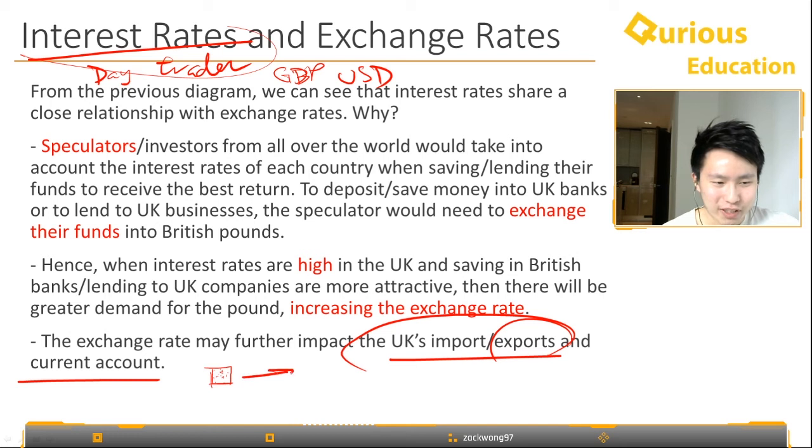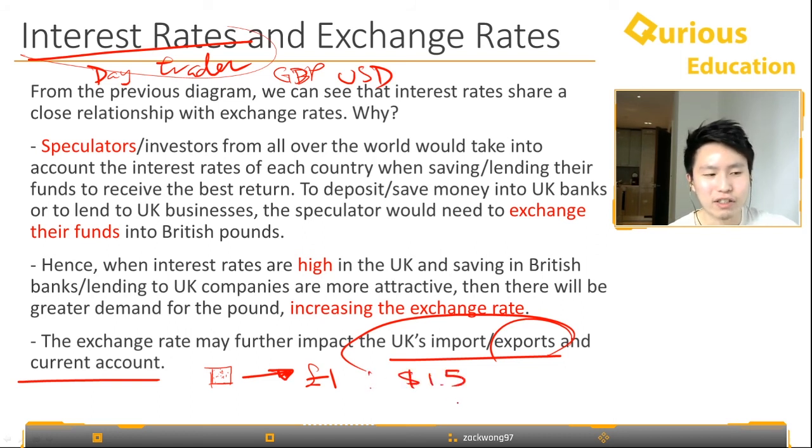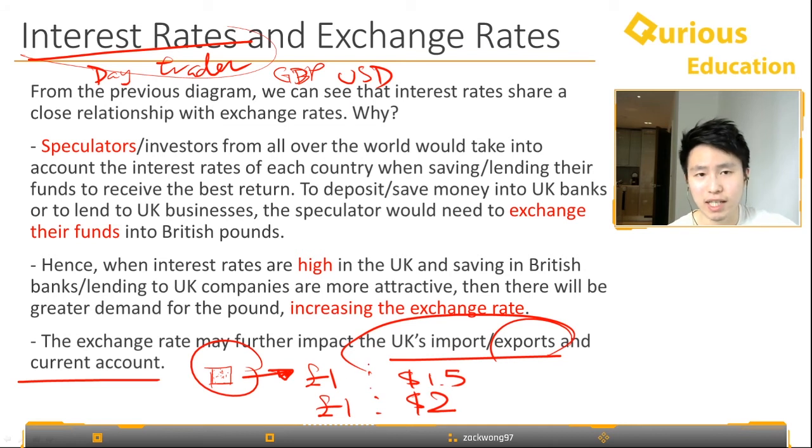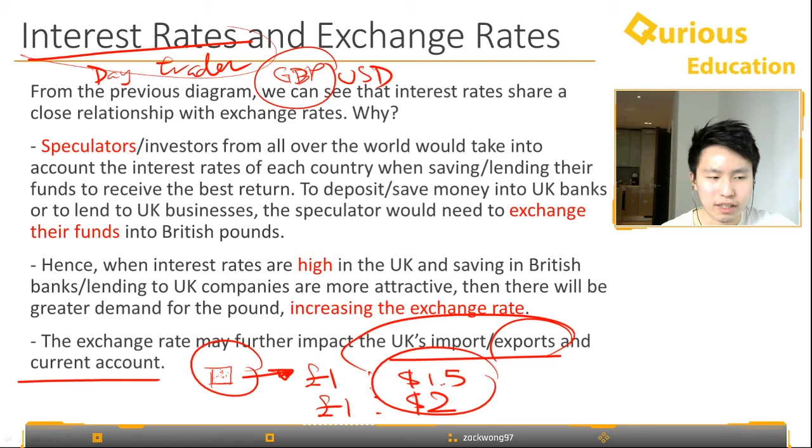If we export these British tea bags at like £1 to the US, which might be like 1.5 US dollars originally, then that's fine, right? But if British pounds becomes more valuable, maybe one British pound is now 2 US dollars, then that means our tea bags, which we're exporting, are becoming more expensive. Therefore, you can see how an increase in the value of our currency, the British pound, would actually cause our exports to be more expensive. And it's the same the other way around as well.